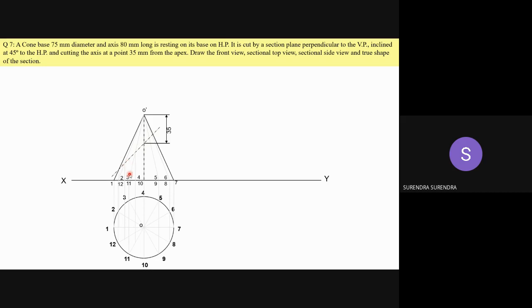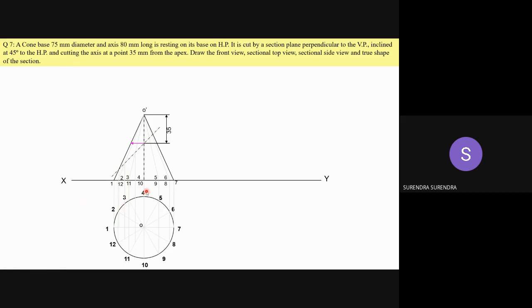So give the numbers in the same cyclic order and draw the projections. See here, this is the cutting point of the section plane with 1'. Project this up to the 1' line. Similarly, identify the intersection point of the section plane with the 2' line. Project this up to the 2' line.